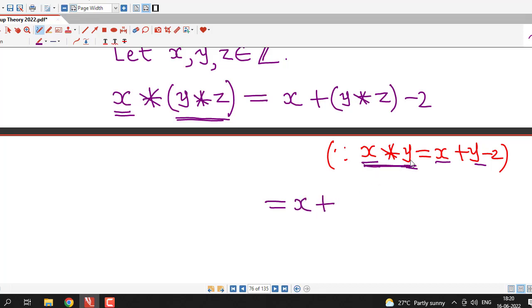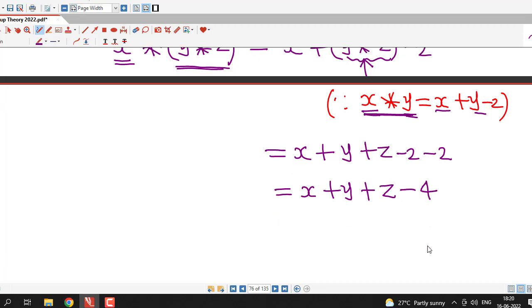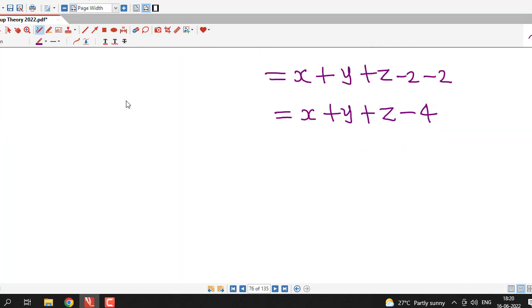Again I apply this definition for y star z. So for that I will write y plus z minus 2. I will replace y star z by y plus z minus 2, and minus 2 is there. So this is equal to x plus y plus z minus 4. Now I check the other side. Here I have taken y and z in the bracket. Now I consider x and y in the bracket, and let's see what we will obtain for this side.